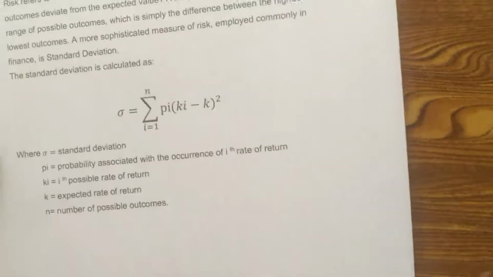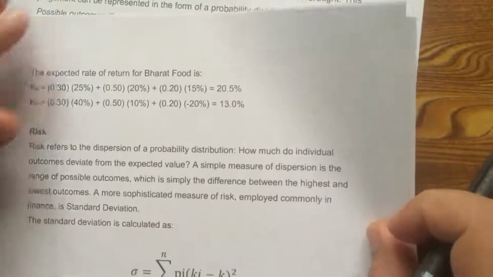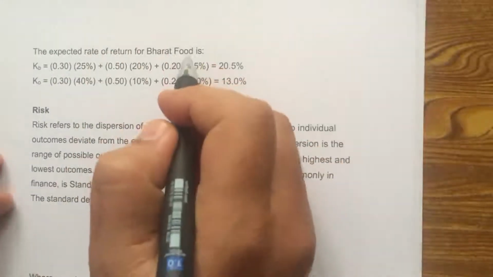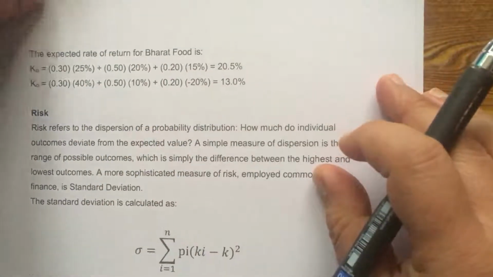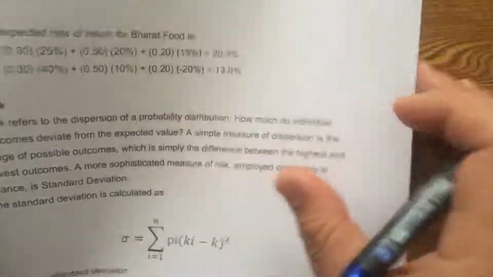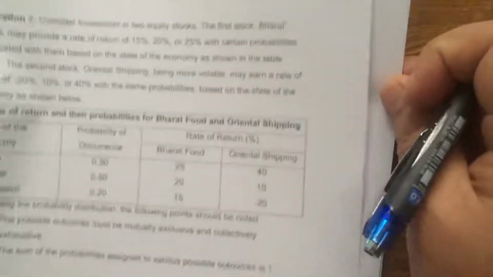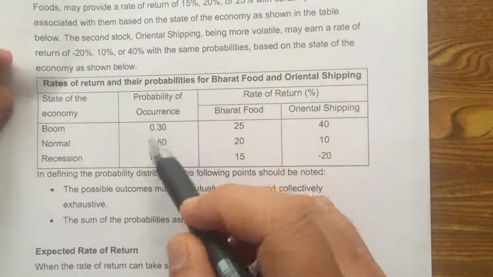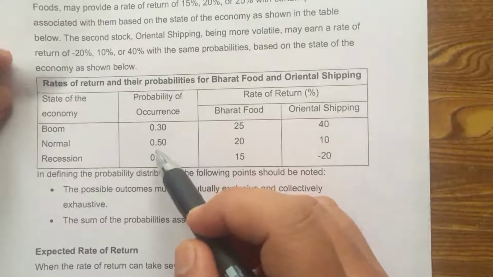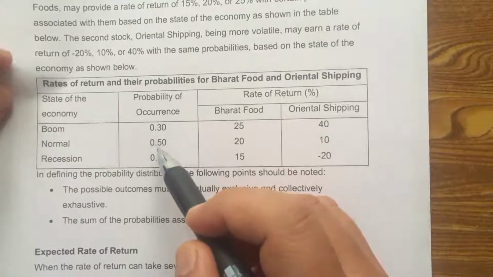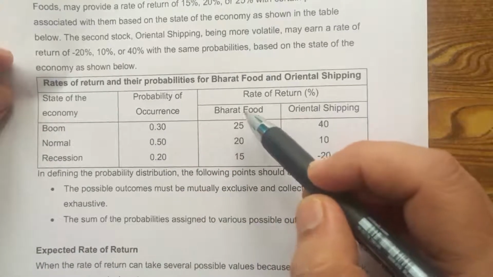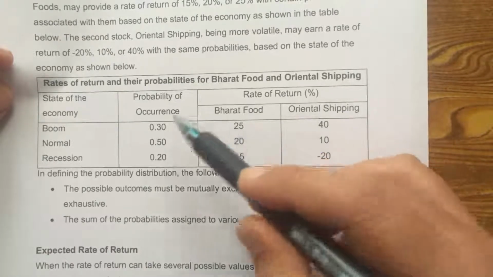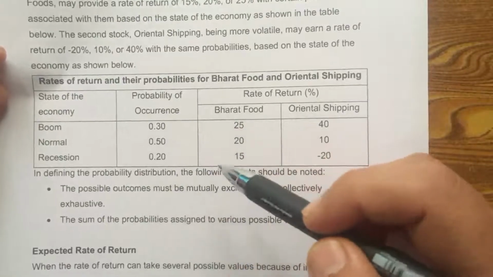Now, how do you calculate the expected rate of return? Okay, for Bharat Food and Oriental. Now, we have seen in the table that they have 3 possibilities of occurrence, right? The probability of occurrence is 0.3, 0.5, 0.2. And the rate of return is 25%, 20%, and 15%. Now we need to find out what is the expected rate of return of this.